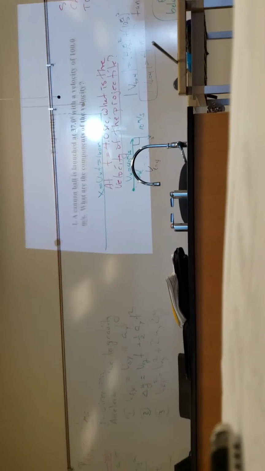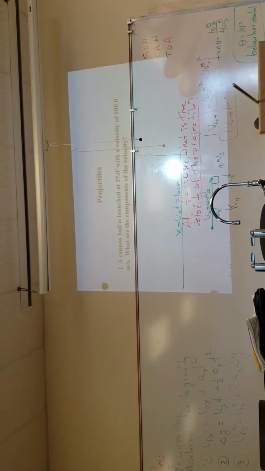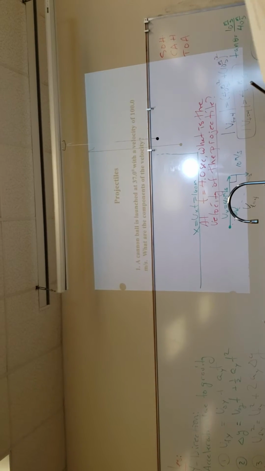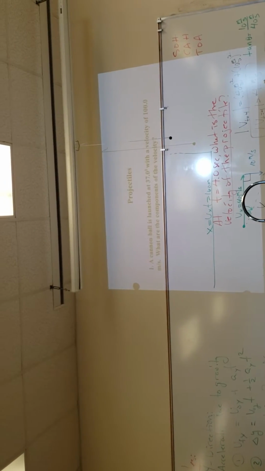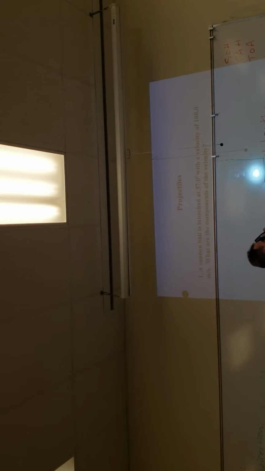You know, when you look at a test or a homework quiz or something like that, you get the softball here for part A. Because you have to do it anyway, so you might as well get some points for this one. It says a cannonball is launched at 37 degrees with a velocity of 100 meters per second. What are the components of the velocity? Anytime a vector is acting at an angle, this is exactly what you're going to do, whether you are asked to do this or not.